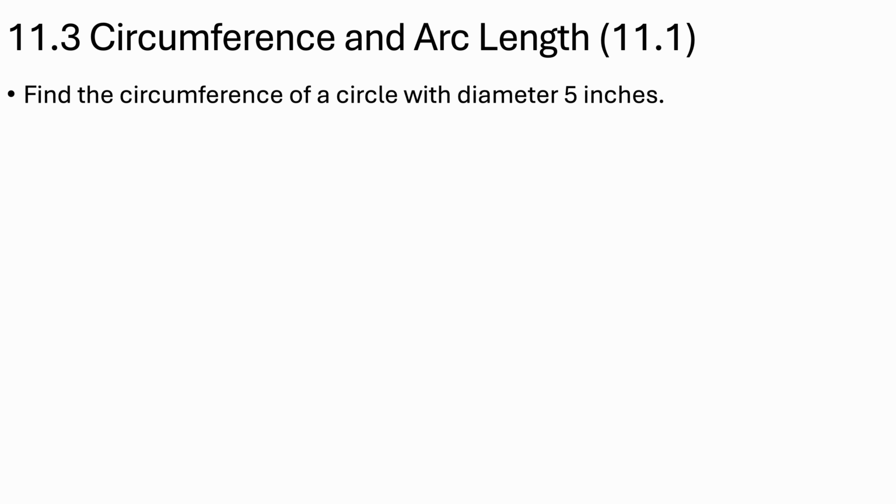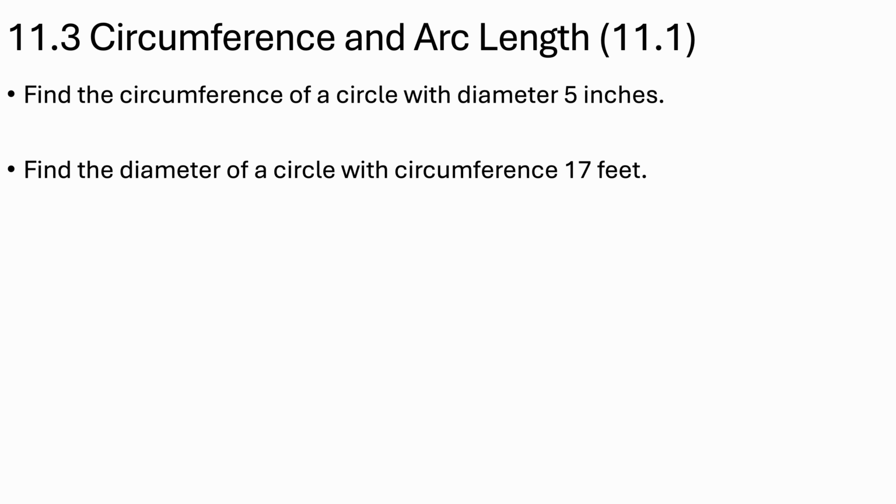Find the circumference of a circle with diameter 5 inches. So it will be pi into d, which is 5 pi. Find the diameter of the circle with circumference 17 feet. So pi into d is 17, and you know pi is 22 by 7. If you solve this equation, you will find the value of d.